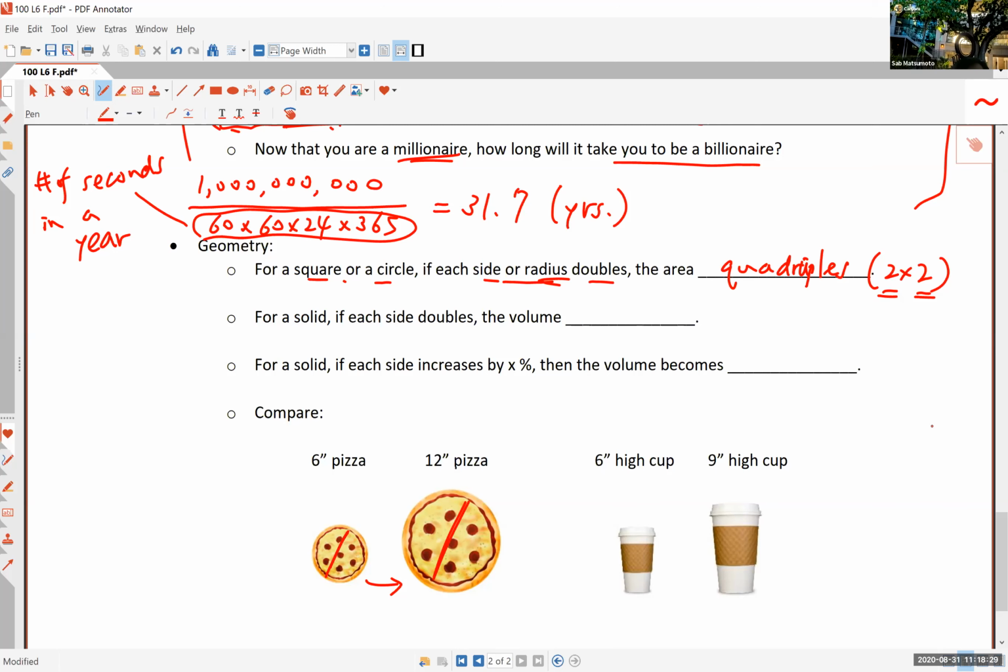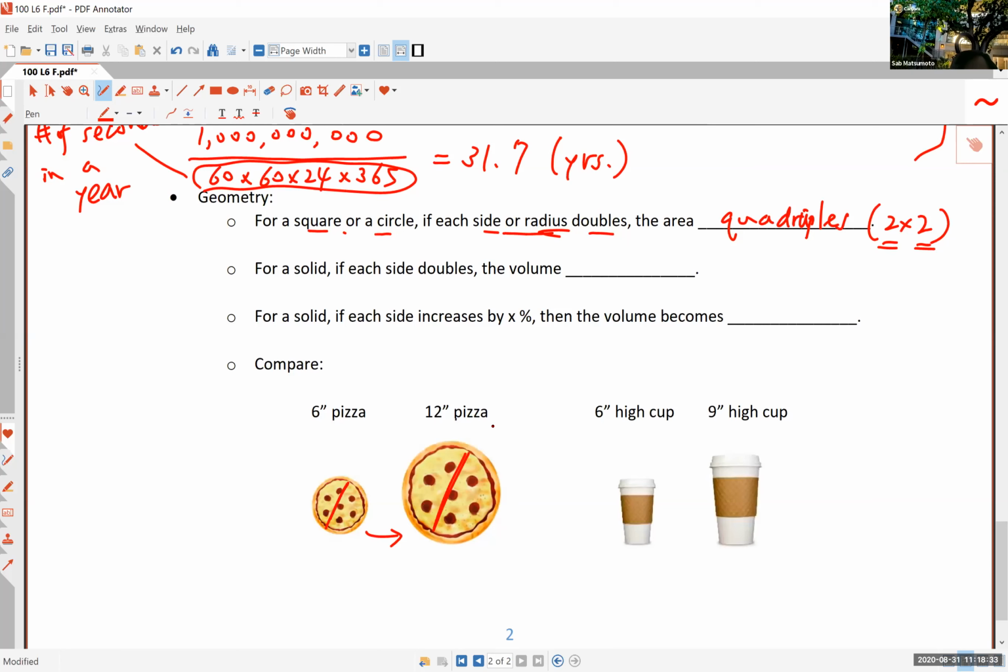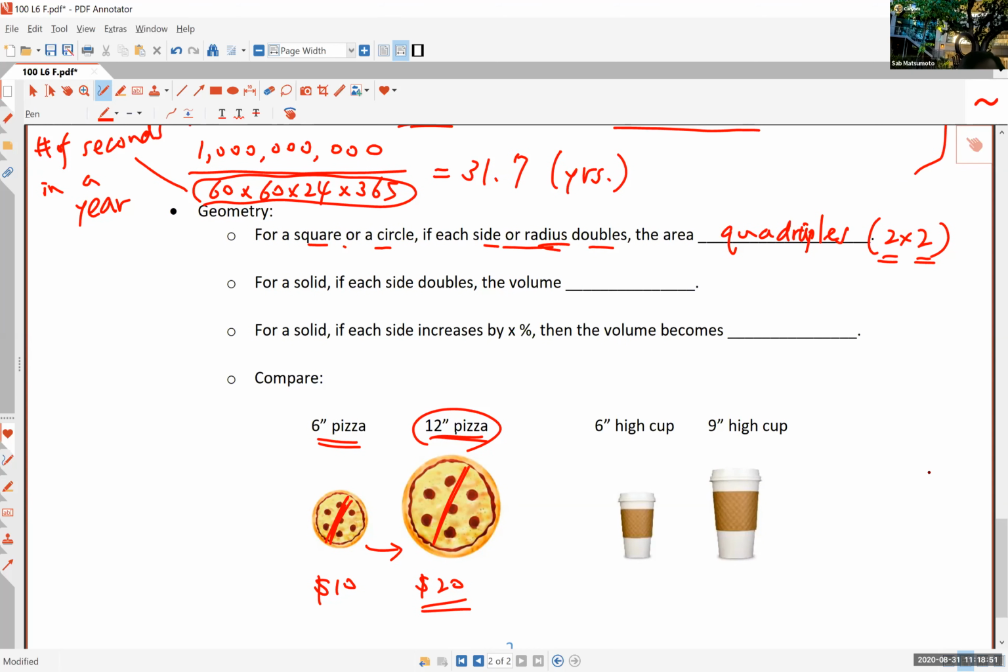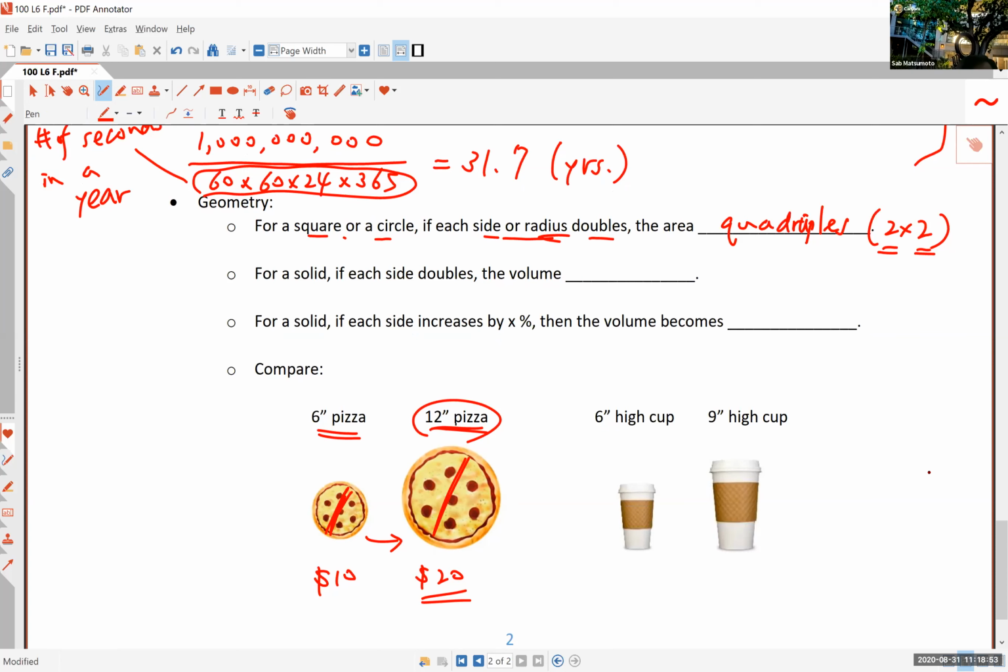So what I'm saying is that this 12-inch pizza is 4 times as big as the first one, all right? Even though you may be thinking that this is just twice as large. So if this is $10 and this is $20 or something, then this is a bargain because you're getting 4 times the size for the price that's twice as much, right? So keep this in mind.